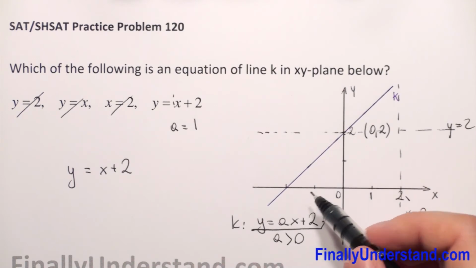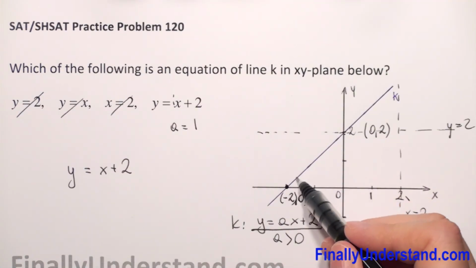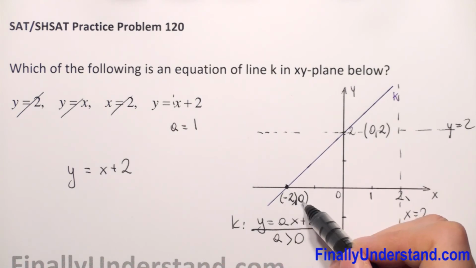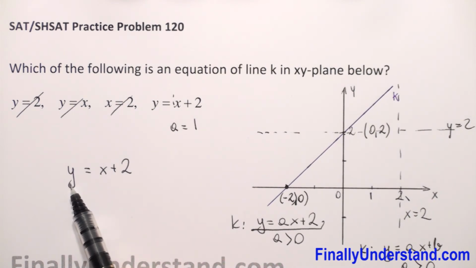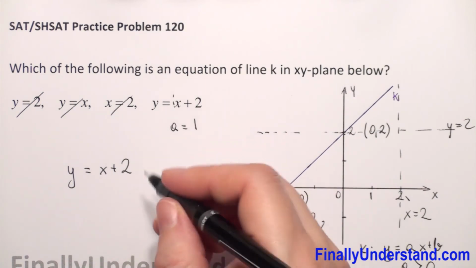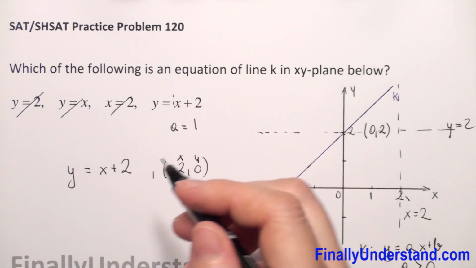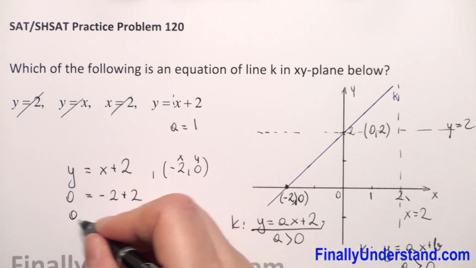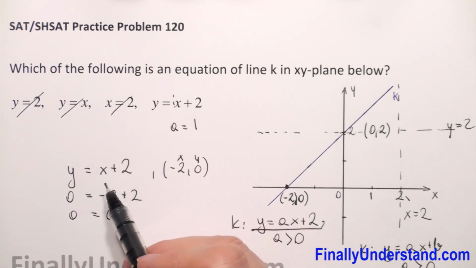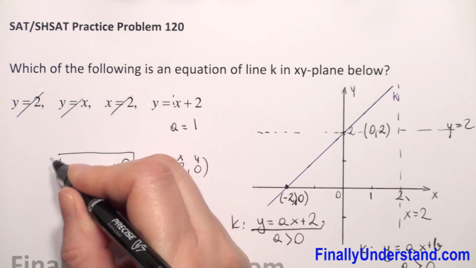What else? We see that for x equals negative 2, our function K also passes through point (negative 2, 0). So let's see, if we substitute x by negative 2 and y by 0, everything will be okay. We see that this point belongs to the graph of our function. This is our point, (negative 2, 0). This is the x coordinate, this is the y coordinate, so we substitute x by negative 2 and y by 0. So we have 0 equals negative 2 plus 2. So we see that 0 is equal to 0. It means that this point belongs to this line. So we are sure that this is our line K.